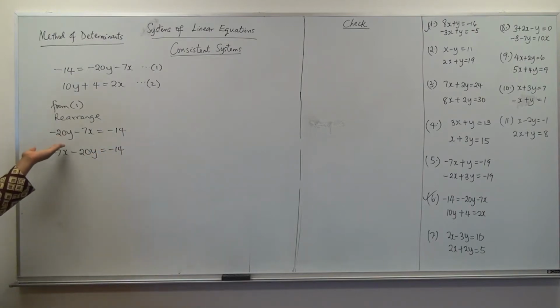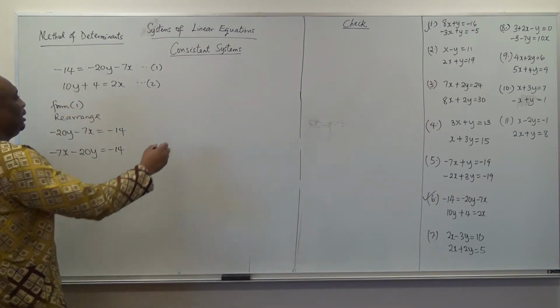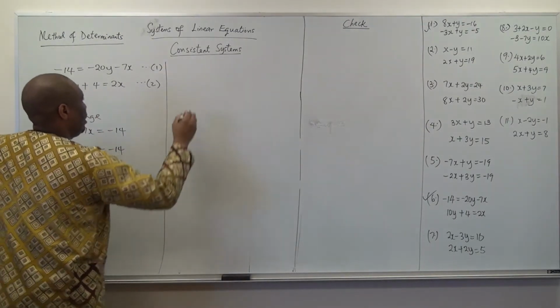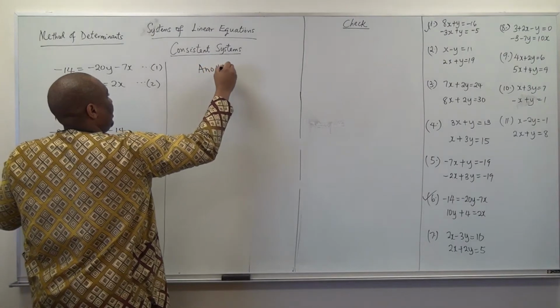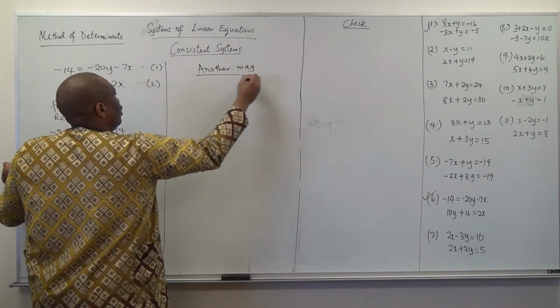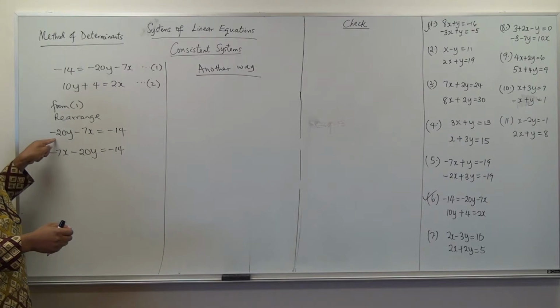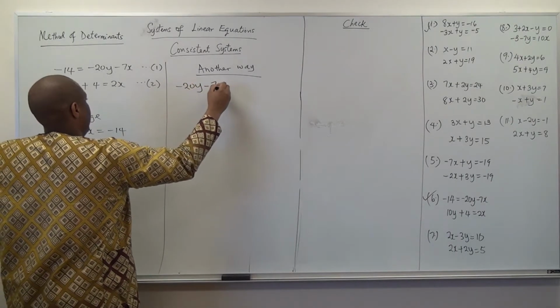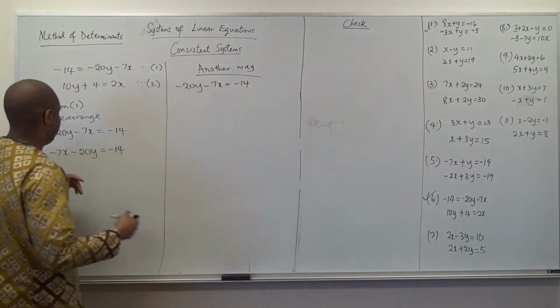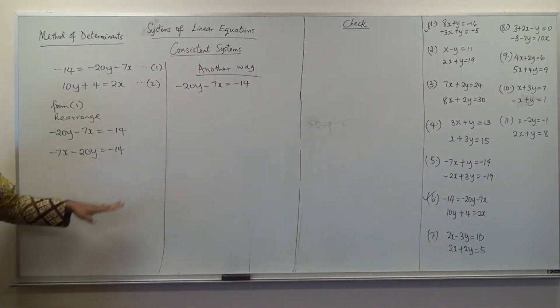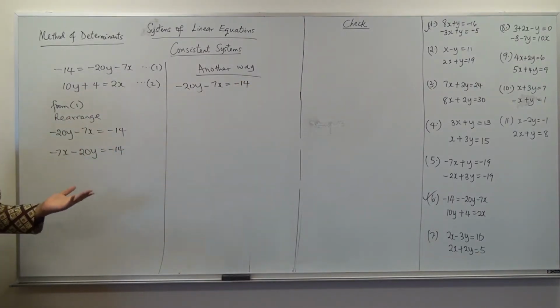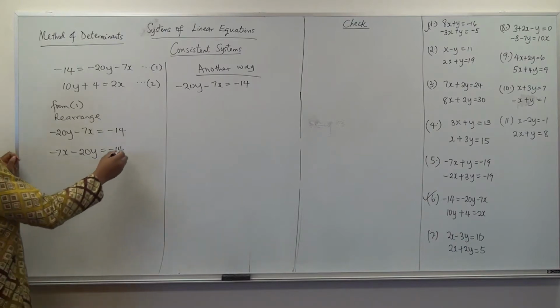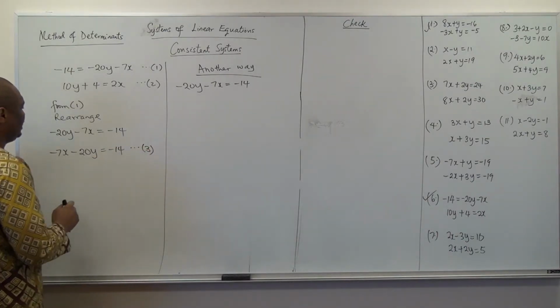Now, another person might come and say, no, let me leave it like this. Somebody else might say, no, I want it this way, for y to come first. You can always want y to come first. It doesn't matter. I'm going to solve it two ways. You will still get the same thing. So let me call this equation 3 because I've arranged it.